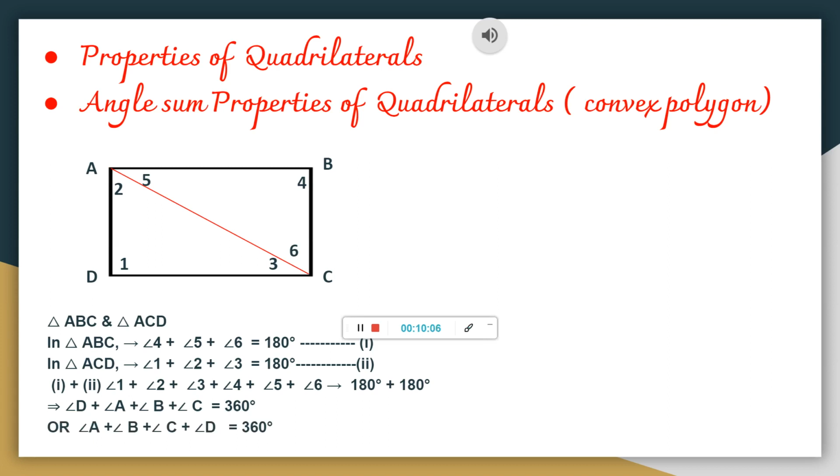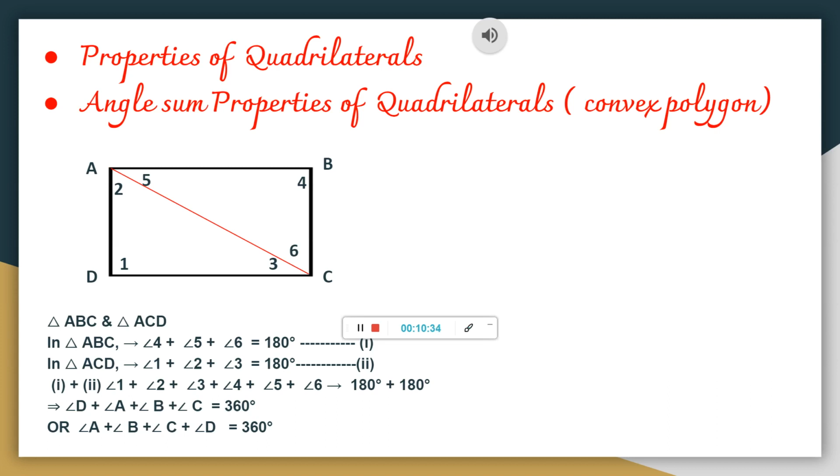Now let us consider these two triangles, triangle ABC and triangle ACD. So basically here we got two triangles, right? We also know that a quadrilateral can be divided into two triangles, right? So let us try to compare these two triangles. And what do we see?